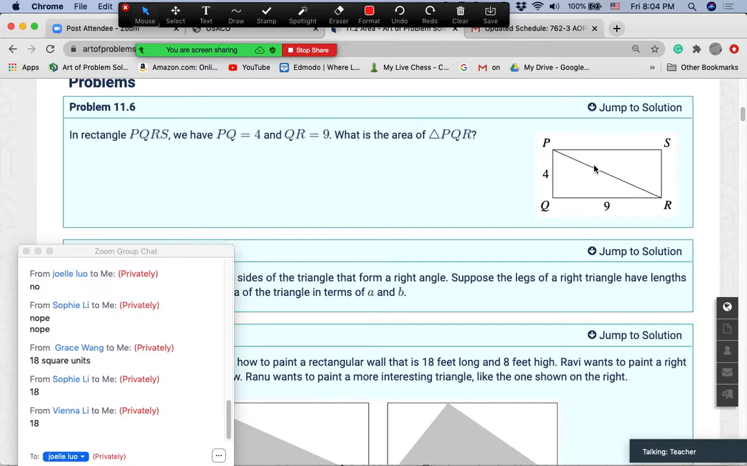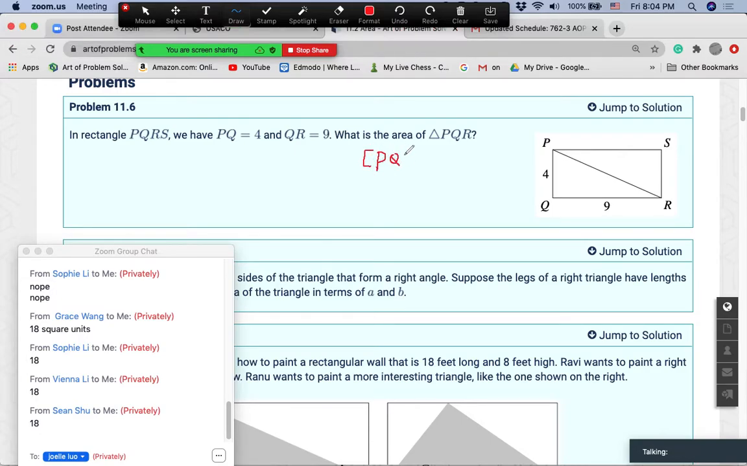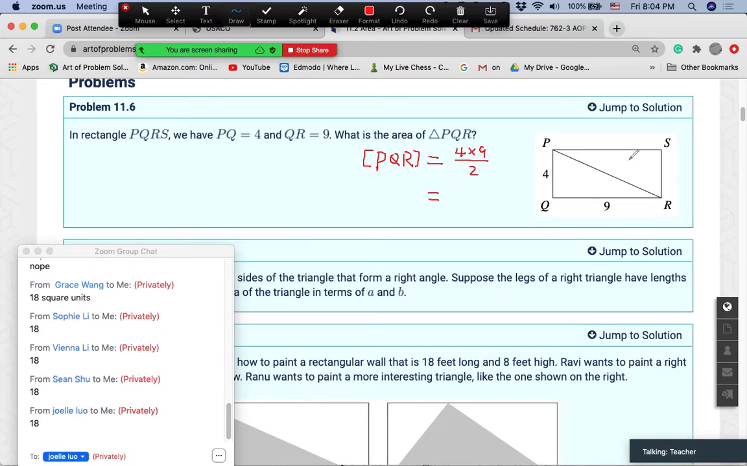To calculate the area of triangle PQR in this shape, you can use 4 times 9, then divided by 2, because this is half the area of this rectangle. That equals 18. Yes, Julia also got it right. Sean got it right. Very good.